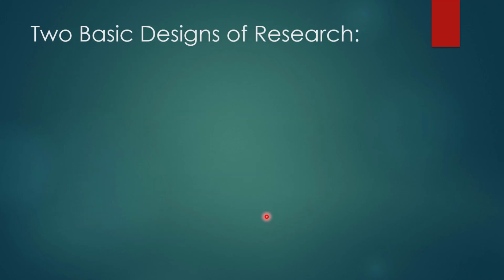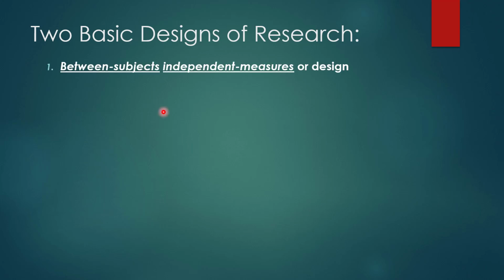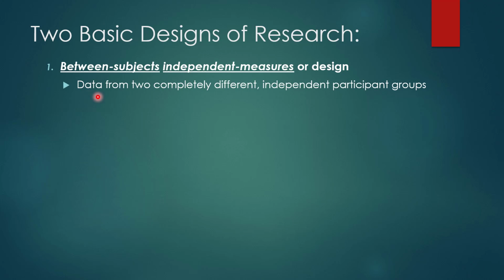So there's two basic designs of research. The first is going to be a between subjects or an independent measures design. Sometimes it's called between subjects, sometimes you'll see it called an independent measure. So here you have data from two completely independent participant groups, and that's why it's sometimes called an independent measures design. We'll be calling it most of the time this between subjects design, but keep in mind that the two groups that are involved are independent of each other. The measurements that you do for an experiment with a between subjects design are independent of each other.